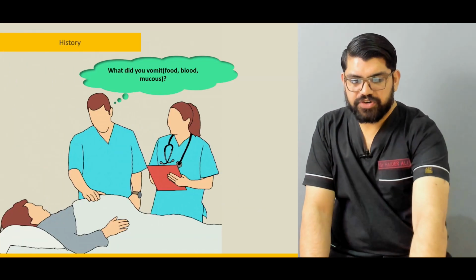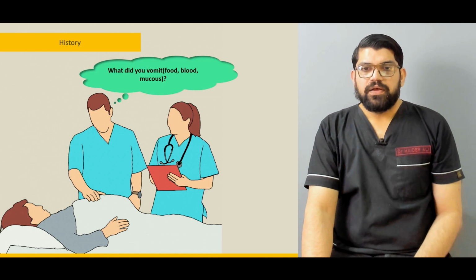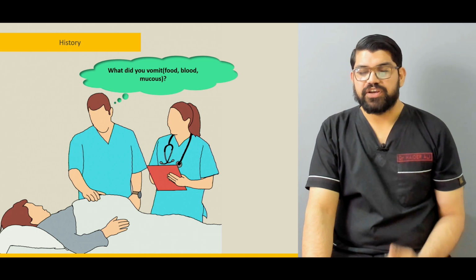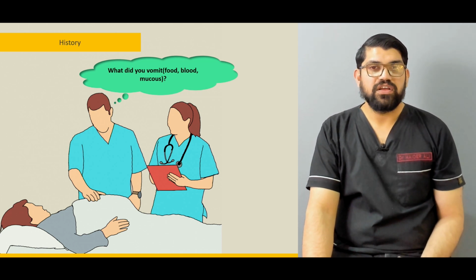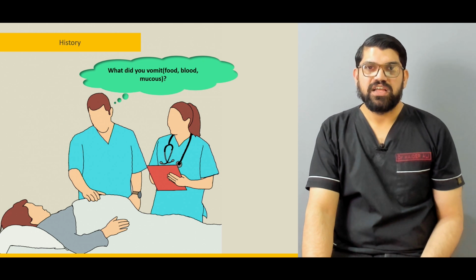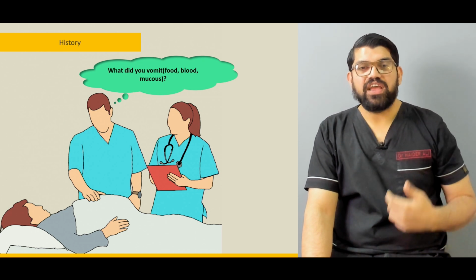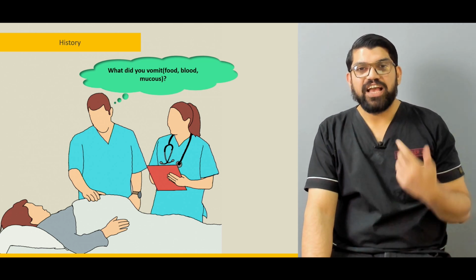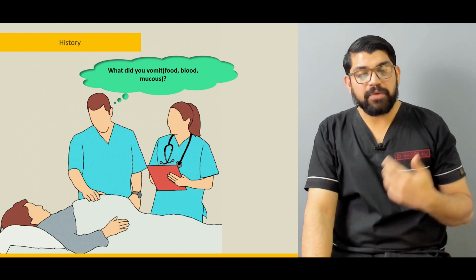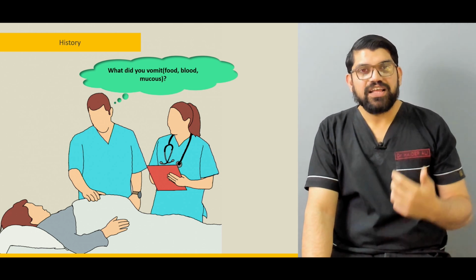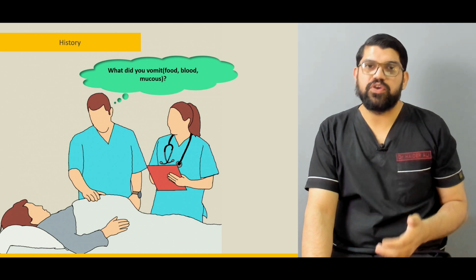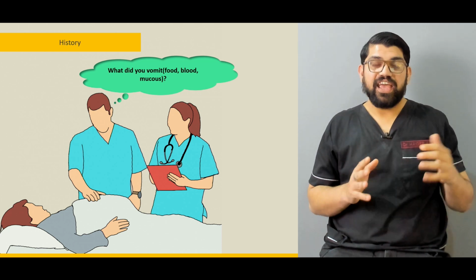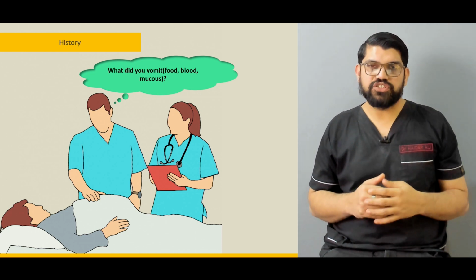So moving on to history. The first question you need to ask: what was in your vomit? Was it food? Was it blood? Was it mucus? Why? Because if it's food, it might be due to some other causes. There might be some gastroenteritis, acute myocardial infarction, or other causes. If there is blood, that should be a concern for you. If it's clotted blood, think of prolonged bleeding. If it's fresh blood, think of an esophageal source.